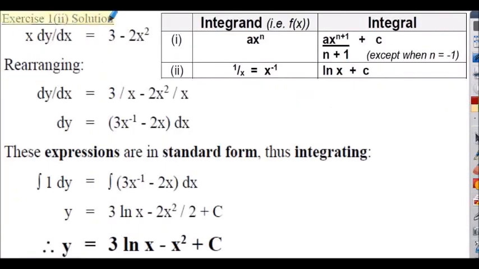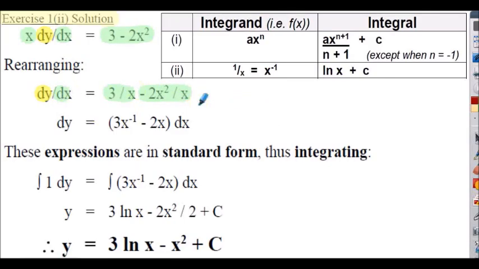Exercise 1, part 2 solution. We're given x multiplied by dy by dx is equal to 3 minus 2x squared. So again, we can rearrange the equation to have all the y terms on one side, all the x terms on the other. So on the next line, I've divided throughout by x to leave myself with dy by dx is equal to, on the right hand side, 3 divided by x minus 2x squared divided by x. That can be simplified, of course.